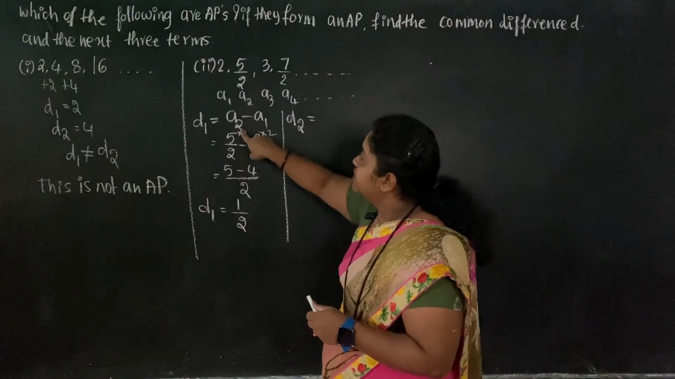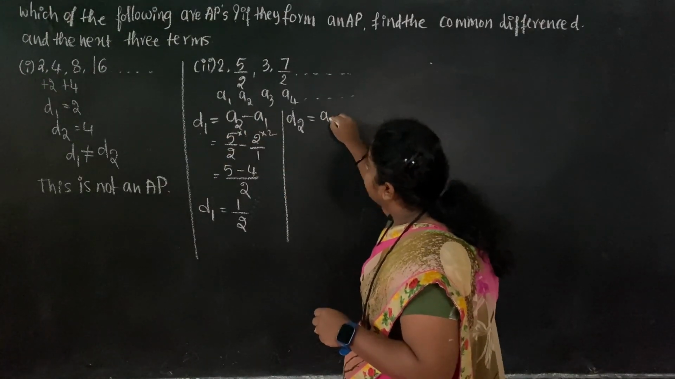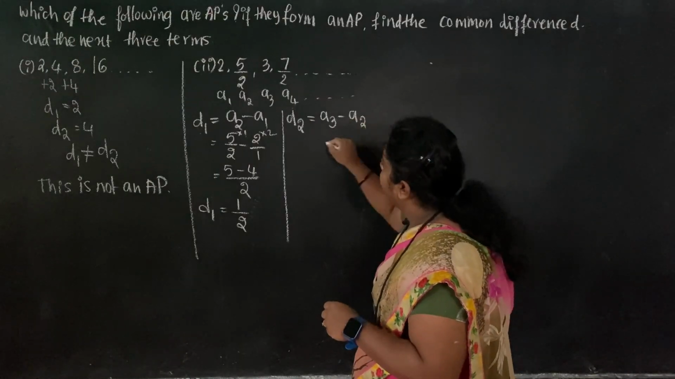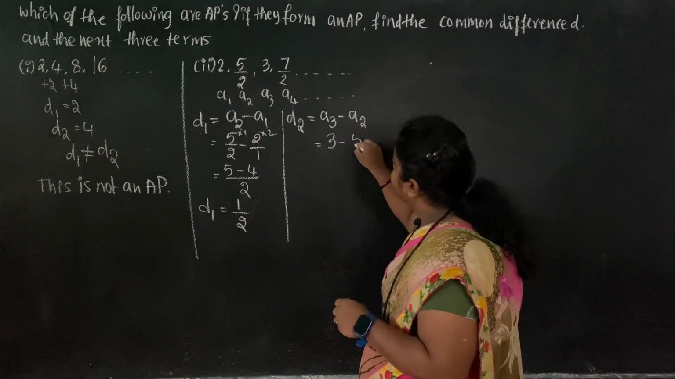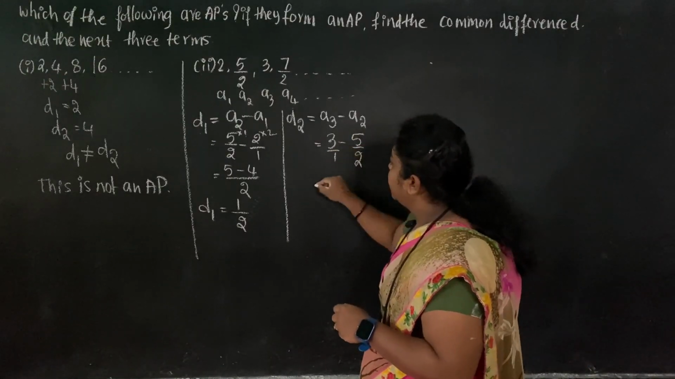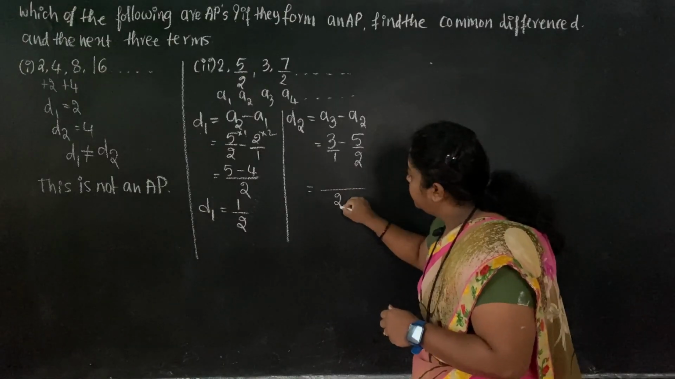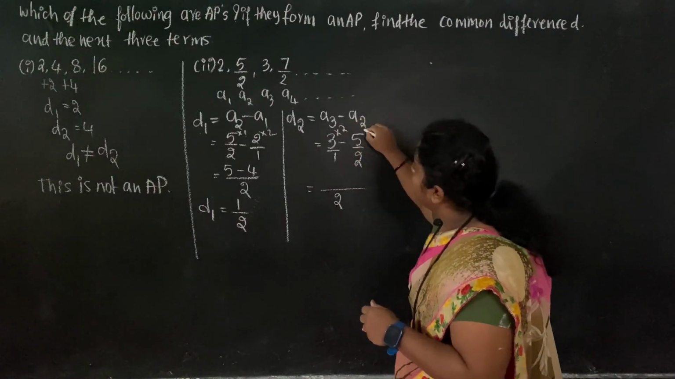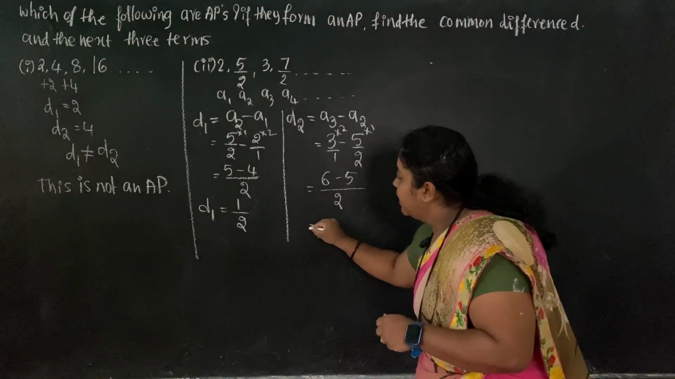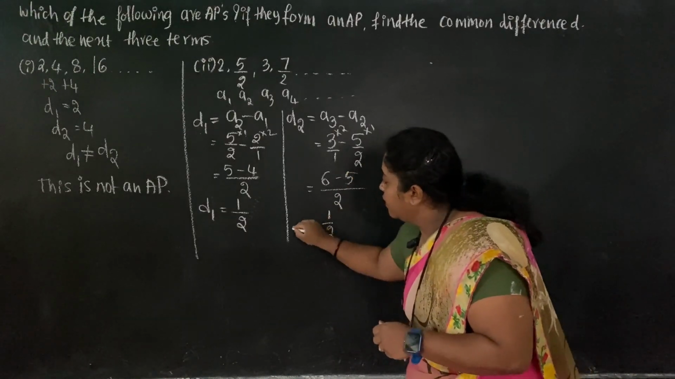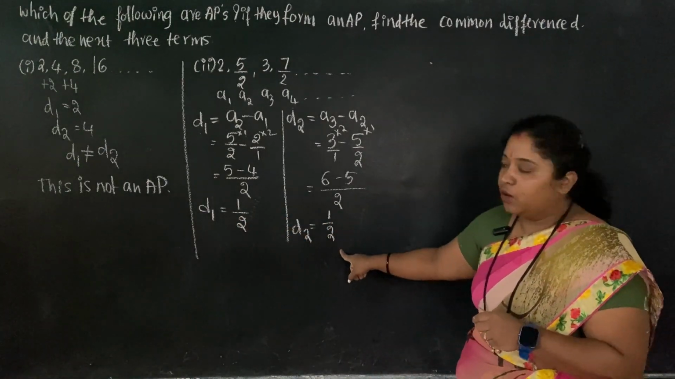Okay, so let me calculate the D2 value. D2 is equal to, this A2 minus A1 we have calculated, that is D1. Here we'll take A3 minus A2. What is there in case of A3? 3. And what is there in case of A2? 5 by 2. So let me calculate the LCM. What will be the LCM, dear? 2. 1 twos are 2, 1 ones are 3 twos are 6, 5 ones are 5. See, again I got D2 as 1 by 2. D1 was also 1 by 2 and D2 also we got 1 by 2.